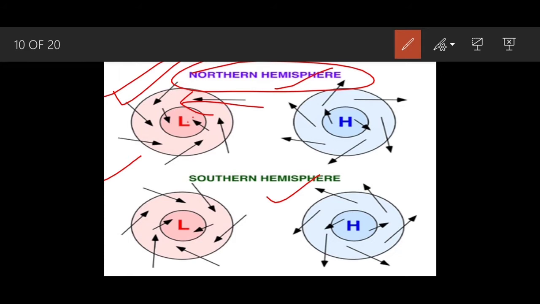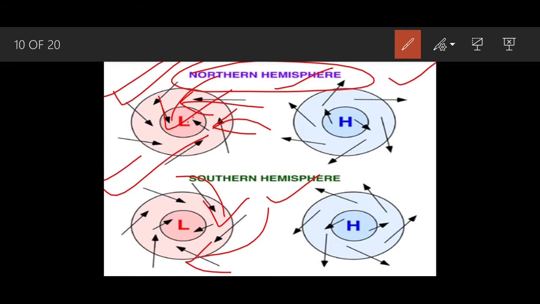This is clear. Now the movement is anti-clockwise in northern hemisphere. You can see it is anti-clockwise like this, but in southern hemisphere it is clockwise, the way the clock moves. Clear? Now let's see the anticyclones. Anticyclones are opposite of cyclones. In an anticyclone, the center is high pressure, and winds, as we know, move from high pressure to low pressure. So from the center, the winds go outward. It moves clockwise in northern hemisphere and anti-clockwise in southern hemisphere.